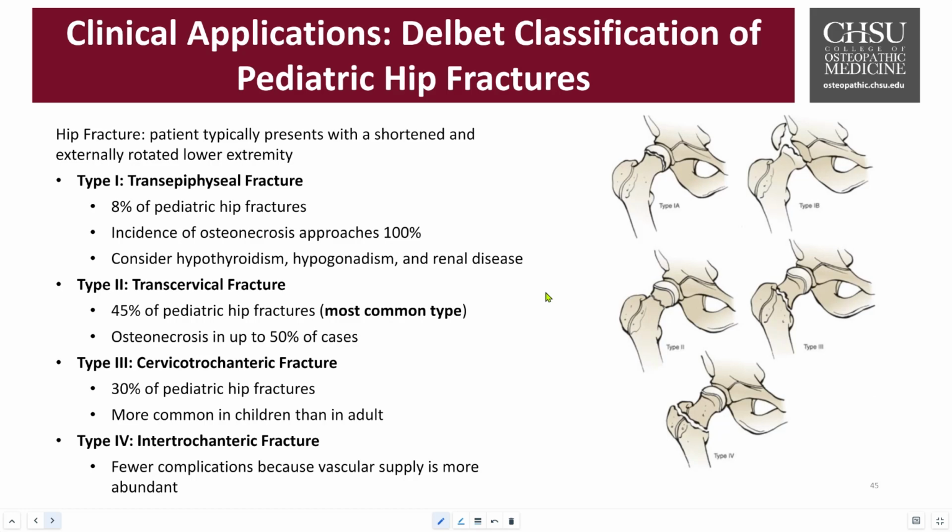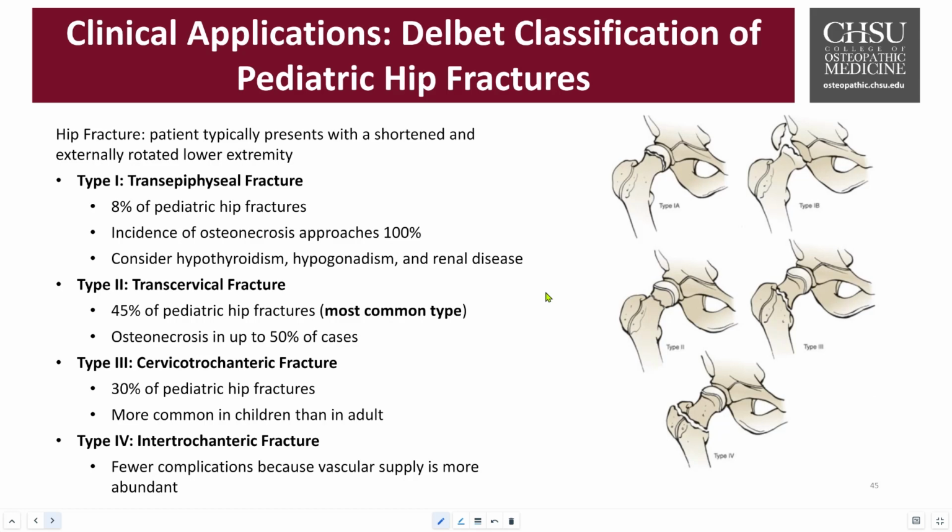Complications oftentimes will result in a high risk of osteonecrosis, where there's pretty much damage guaranteed. The key considerations related to this will be patients that have hypothyroidism, where there is an issue with the metabolism of macros, hypogonadism, where there could also be issues with testosterone and hormones, and also renal diseases.